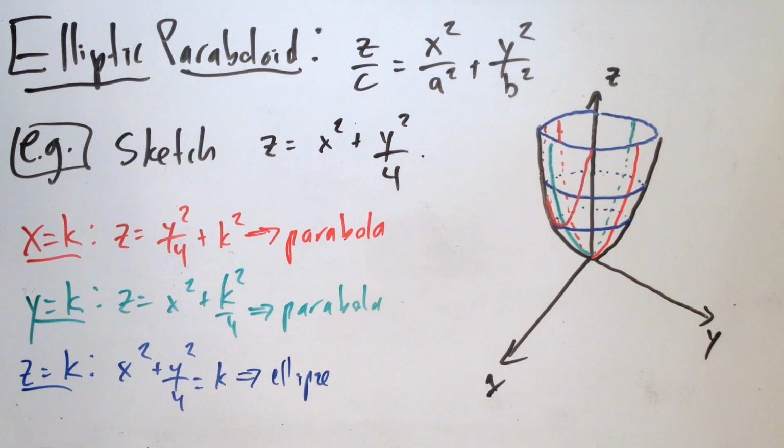Great. This is good enough for our picture of an elliptic paraboloid. You can try harder if you like. But I don't want you to get too much of a headache trying to sketch stuff like this.